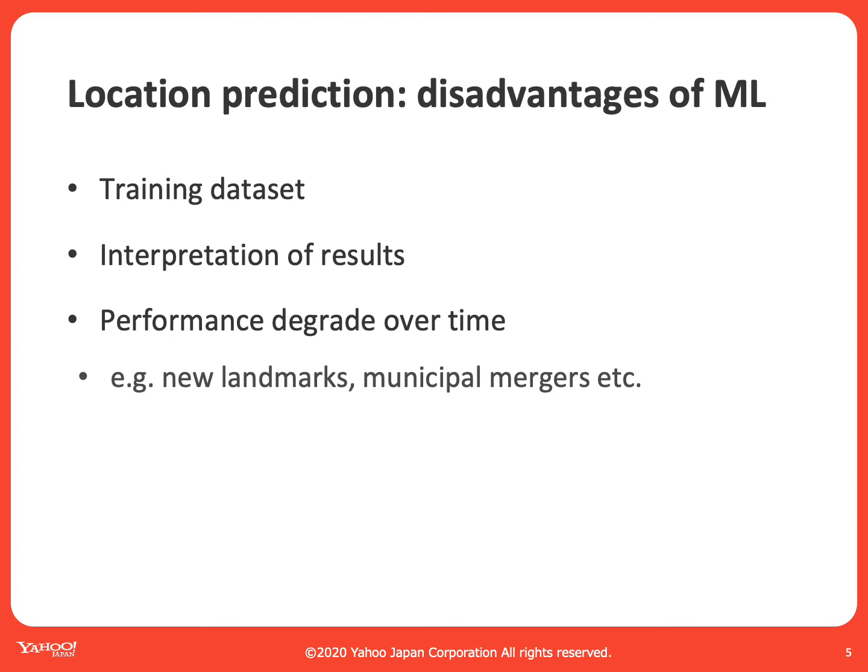The most natural method of choice for location prediction might be machine learning based method. However, there are some disadvantages in using ML based methods. Preparing training dataset is a pain. Interpretation of the results is often hard. In addition, municipal mergers are frequent in Japan, so performance can degrade over time if you do not maintain the ML models.